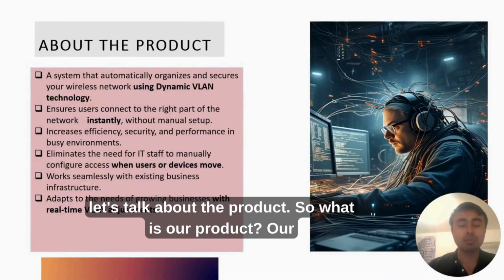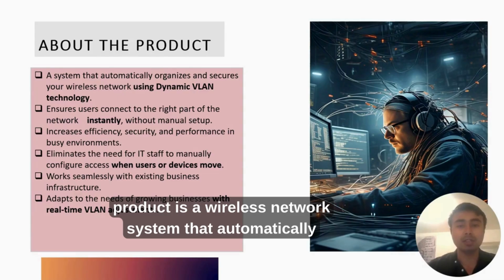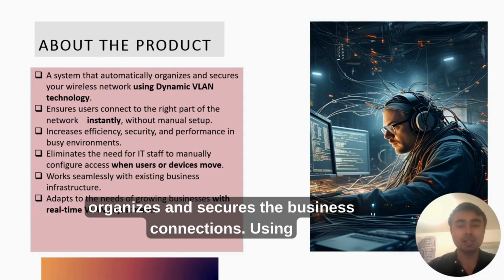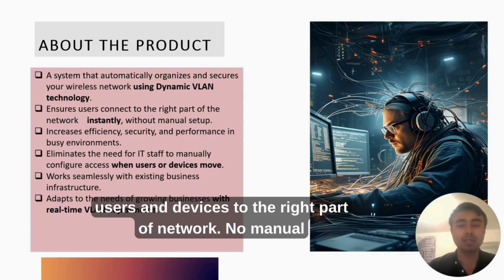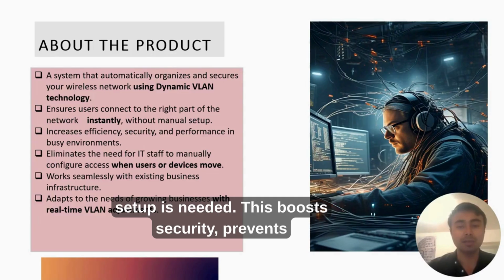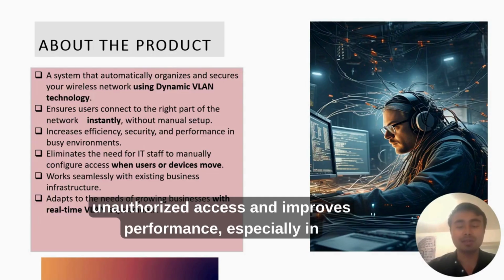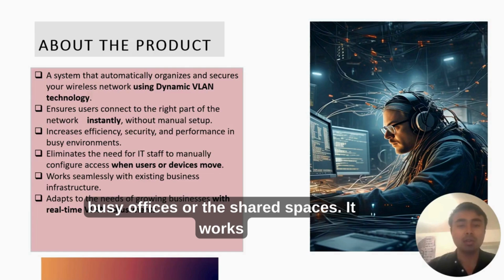First, let's talk about the product. So what is our product? Our product is a wireless network system that automatically organizes and secures the business connections. Using dynamic VLAN technology, it instantly directs users and devices to the right part of the network. No manual setup is needed. This boosts security, prevents unauthorized access, and improves performance, especially in busy offices or the shared spaces.